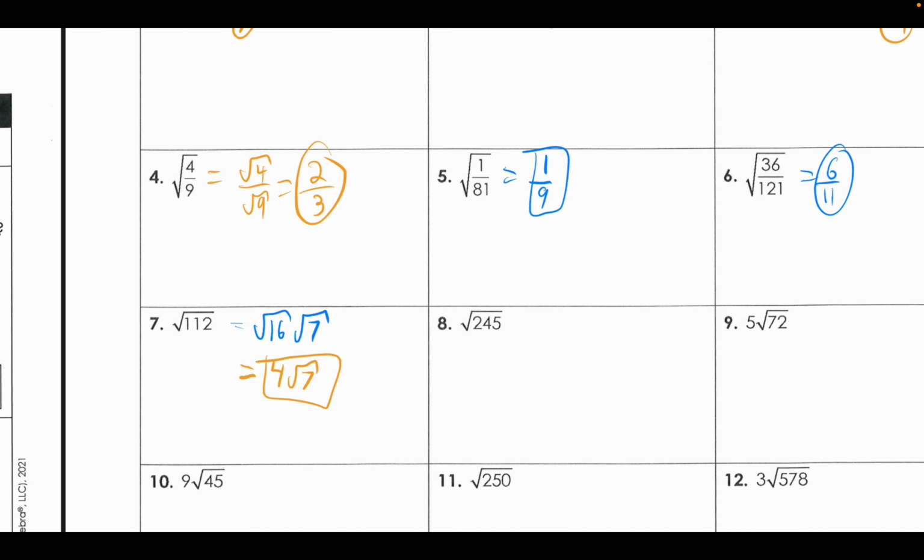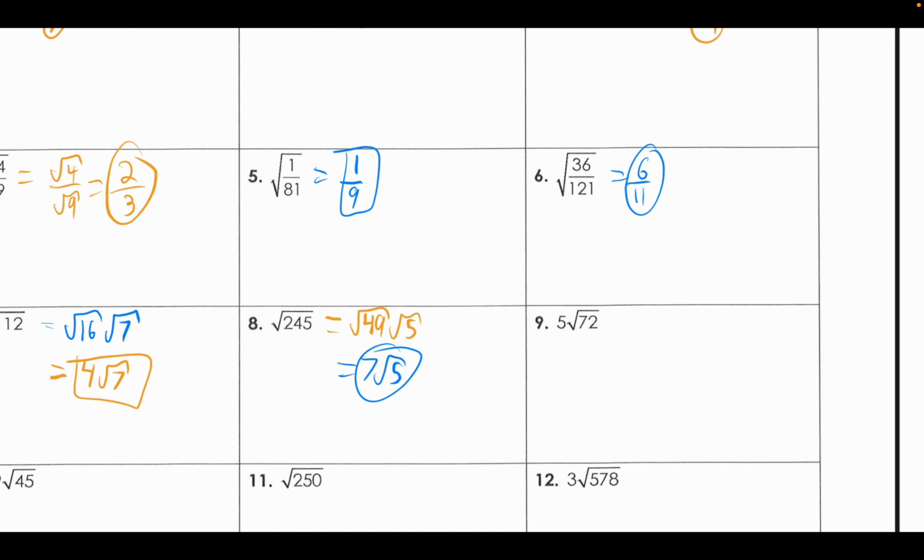Number 8, the square root of 245. I would take a moment to pause the video and try these next few on your own, by the way. Continuing on, though, the square root of 245: the biggest perfect square that goes into 245 is 49, and it goes into it 5 times. And so we would then call this 7 square root 5.